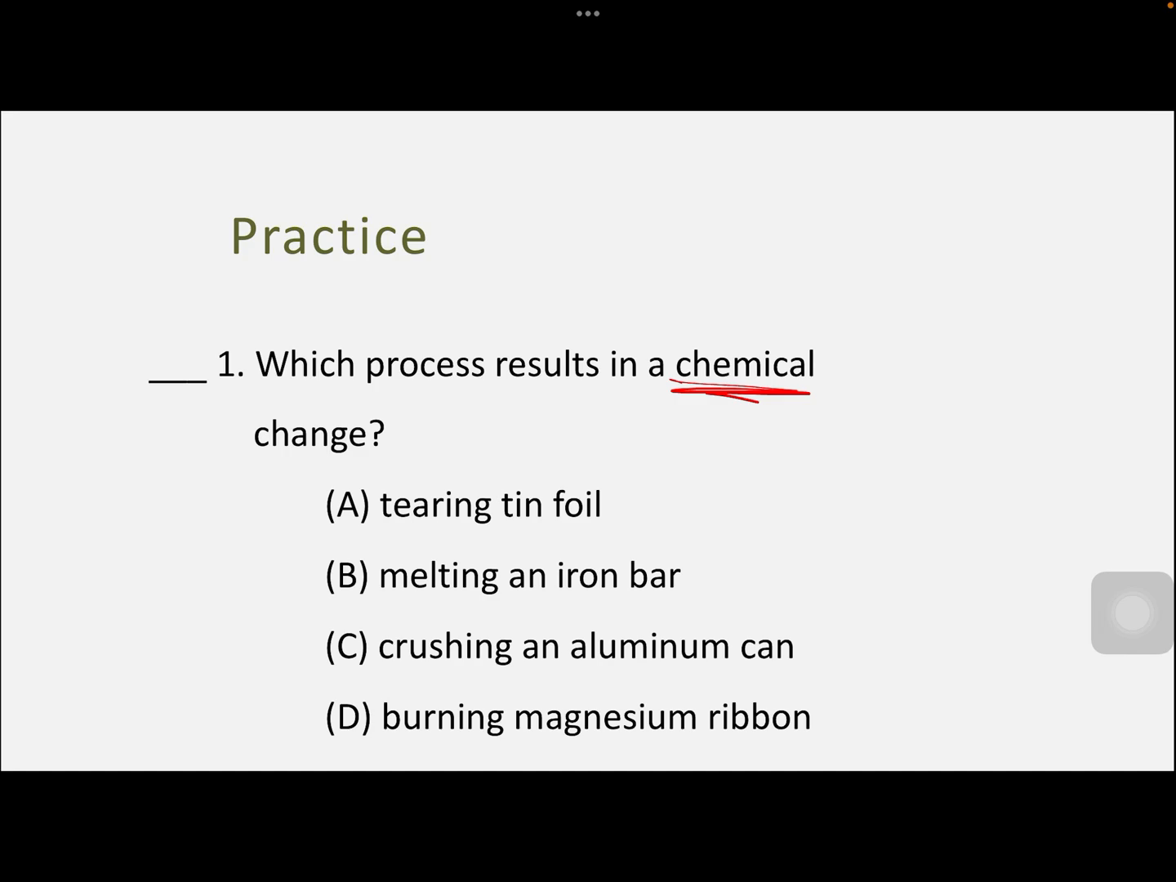So tearing foil, if I have a piece of foil and I start ripping it, it's still foil. It's just smaller pieces of foil. Melting, that's a phase change. So remember again, phase change is a physical change. So that's not going to work. Crushing an aluminum can, it's still an aluminum can in a different shape. But if I burn magnesium ribbon, that word indicates that we have a new material by the end of the process.